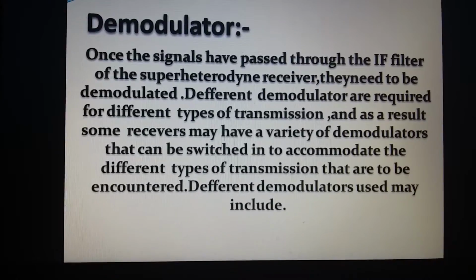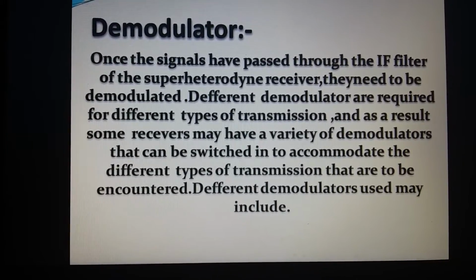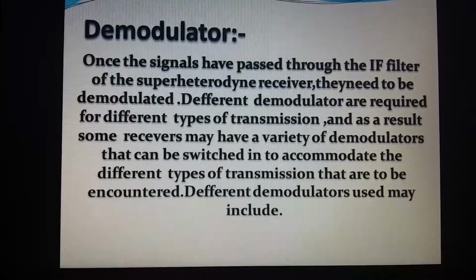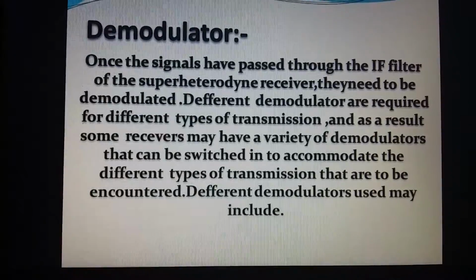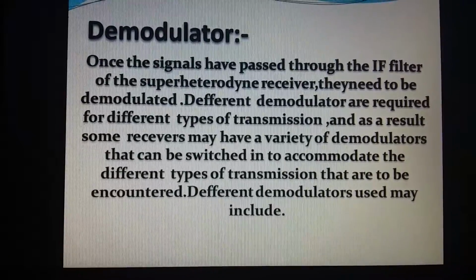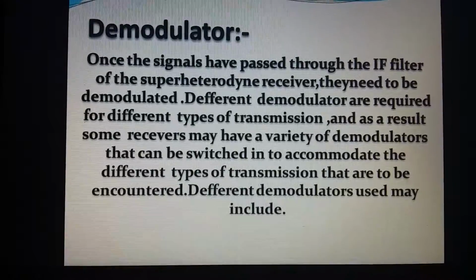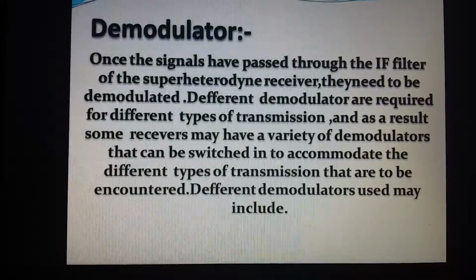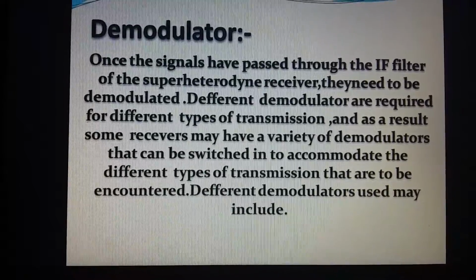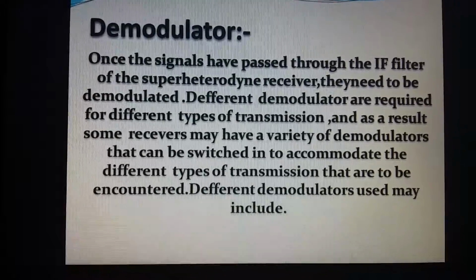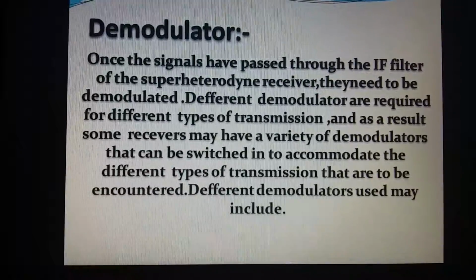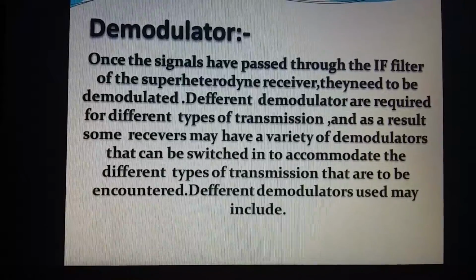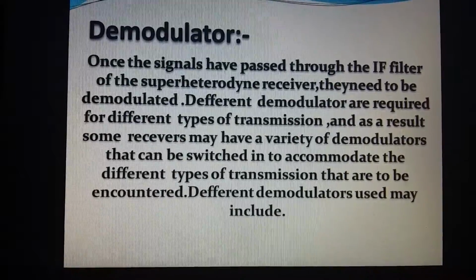Now comes the demodulator. Once the signals have passed through the IF filter of the superheterodyne receiver, they need to be demodulated. Different demodulators are required for different types of transmission, and as a result, some receivers may have a variety of demodulators that can be switched in to accommodate the different types of transmission that are to be encountered. Different demodulators used may include.